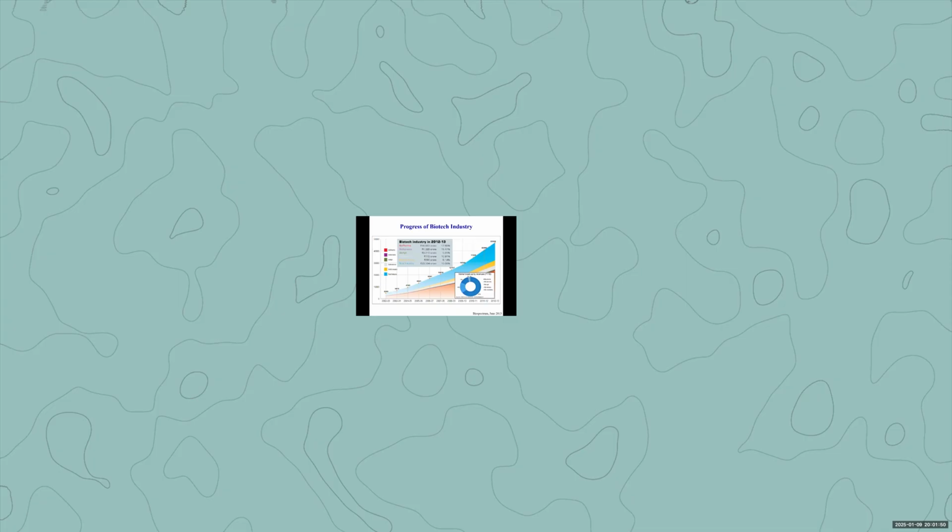These are the components: biopharma, bioservices, bioagriculture, bioindustrial, then bioinformatics. Obviously biopharma is proliferating more as compared to others, but slowly these other industries are also taking speed. Okay, out of this, I am talking about the tissue culture industry.